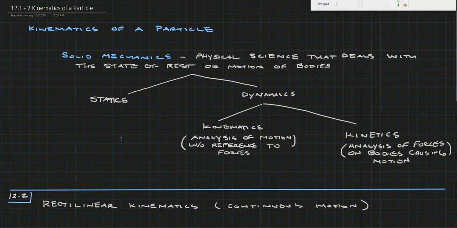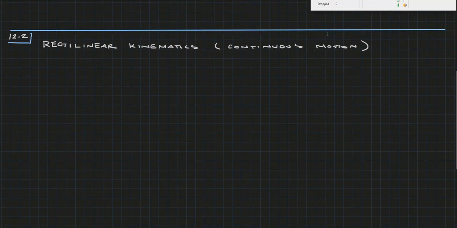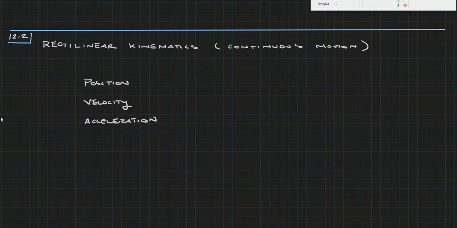Section 12.2, rectilinear kinematics and continuous motion. The kinematics of a particle can be characterized by three quantities: its position, its velocity, and its acceleration. This is how we're going to use kinematics to characterize particles.